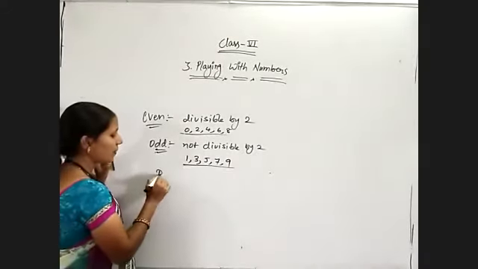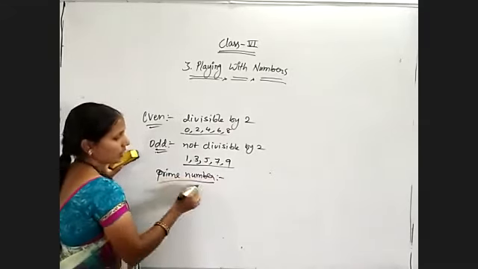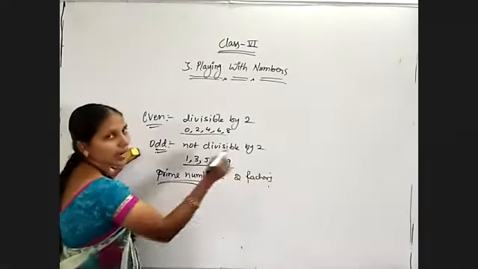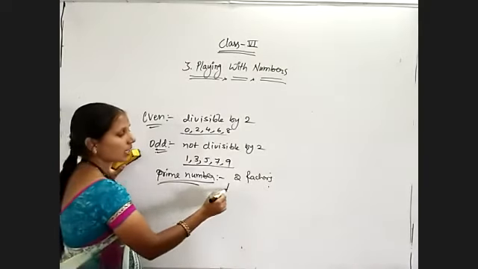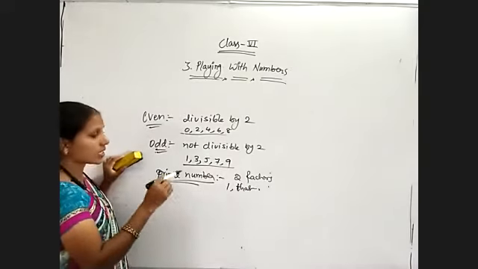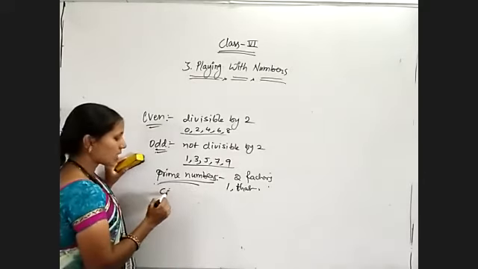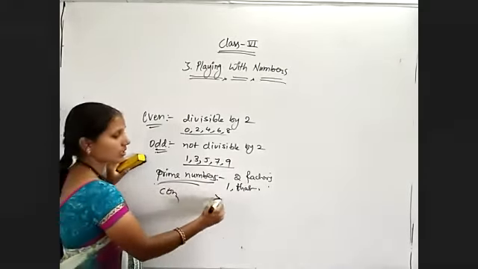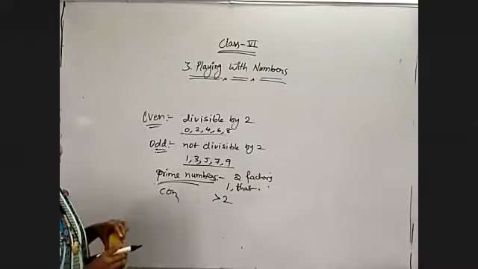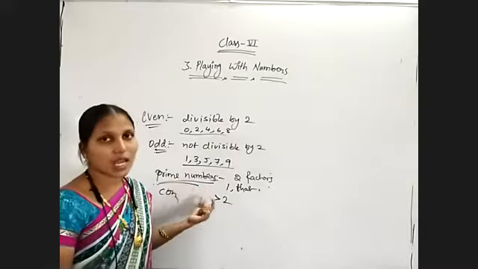And prime numbers. If a number has only 2 factors, then that number is known as a prime number. The 2 factors are 1 and that number itself. Such numbers are said to be prime numbers, and we have written 1 to 100 prime numbers also. And composite numbers are the numbers which have more than 2 factors. And 1 has only 1 factor, so 1 is neither prime nor composite.